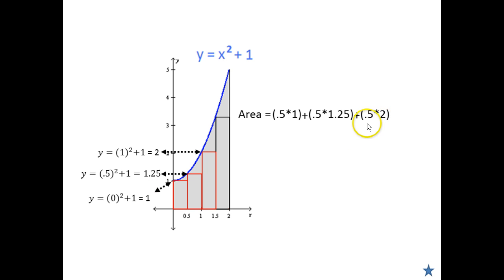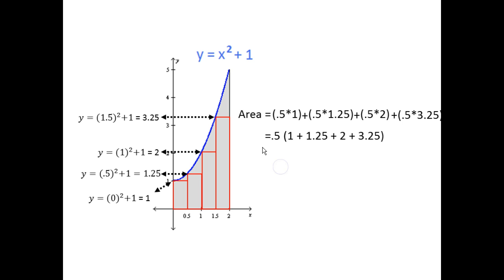The next rectangle is 0.5 times 2, and the last rectangle is 0.5 times 3.25. And just to make it easier to punch into your calculator, you can bring the 0.5 out and then just add up the y values, and that will equal 3.75 square units.